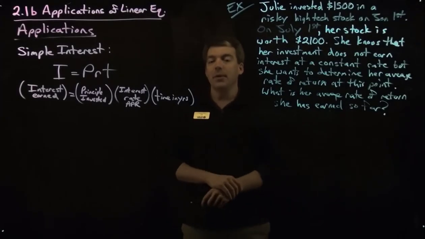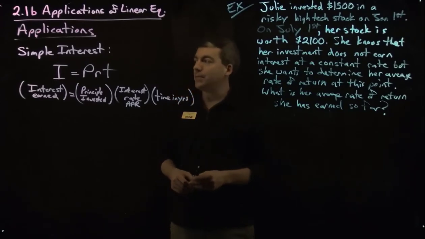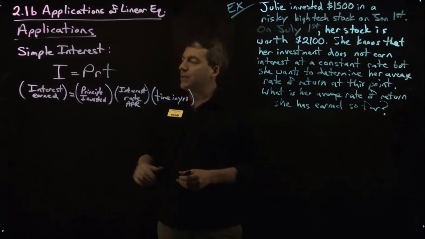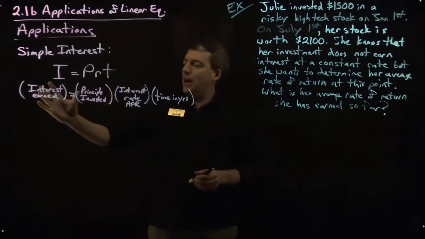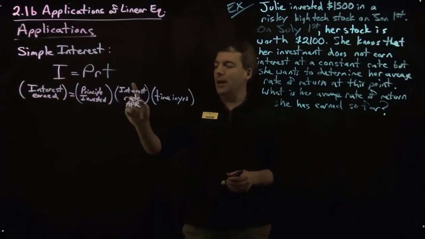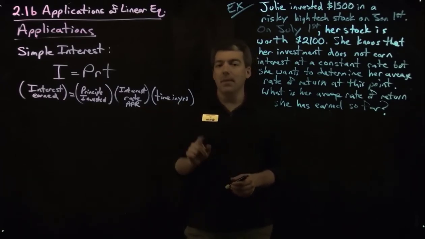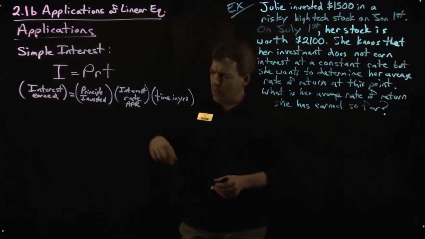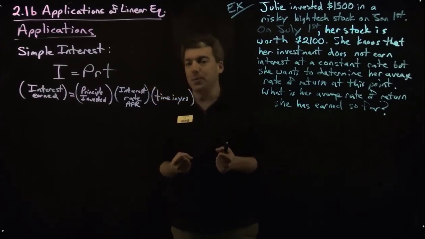Let's look at another example of an application of linear equations. Here we're going to look at simple interest, and the way we calculate simple interest is the interest earned is the principal invested times the annual interest rate times the time that is invested. And the time is usually going to be in years. Now this is going to give us just the amount of interest that's earned on that principal.